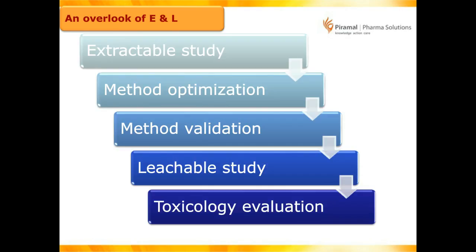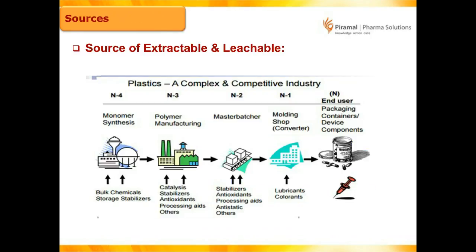Now let us have a look at what the sources of extractables and leachables in our packaging material are. In the pharma industry, when one receives a packaging container or component, that packaging material has gone through many industries, starting from monomer synthesis to the molding shop. These manufacturers tend to add chemical stabilizers, antioxidants, vulcanizing agents, lubricants, colorants, and in the end, when we receive the packaging material, it contains all these kinds of components which can come as leachables in our formulation samples.